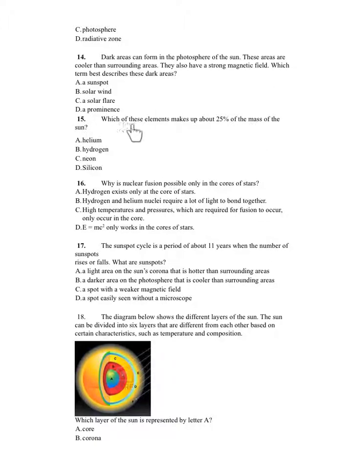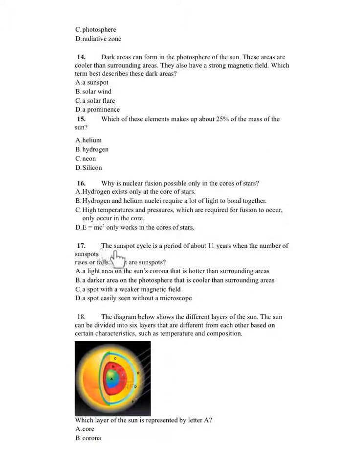Number 15. Which of these elements makes up about 25% of the mass of the Sun? A. Helium. B. Hydrogen. C. Neon. D. Silicon. Number 16. Why is nuclear fusion possible only in the cores of the stars? A. Hydrogen exists only at the core of the stars. B. Hydrogen and helium nuclei require a lot of light to bond together. C. High temperatures and pressures, which are required for fusion, only occur in the core. D. E equals mc squared only works in the cores of the stars.